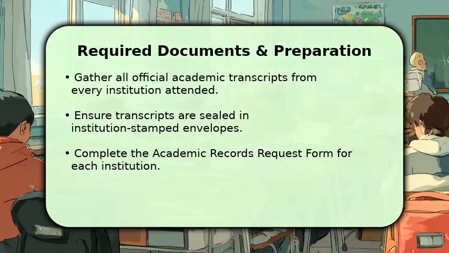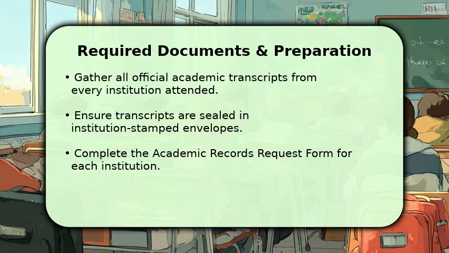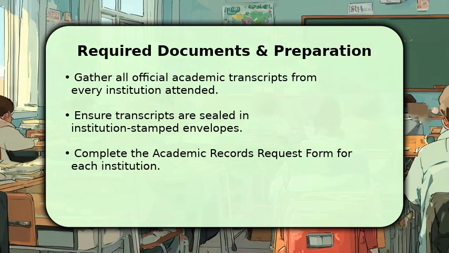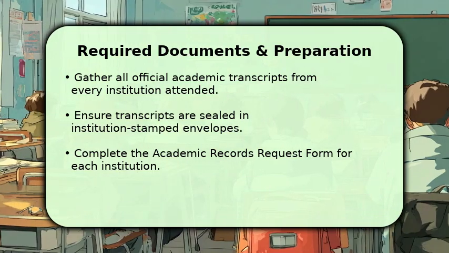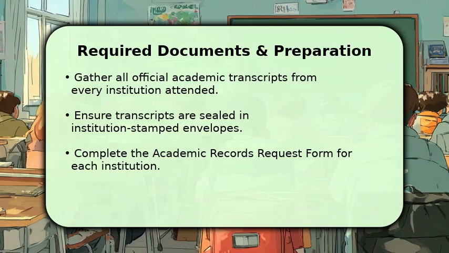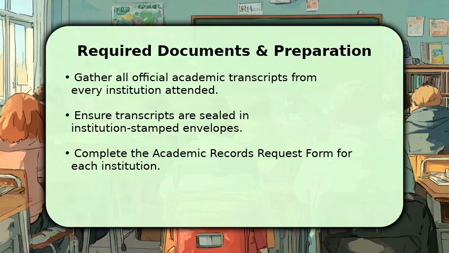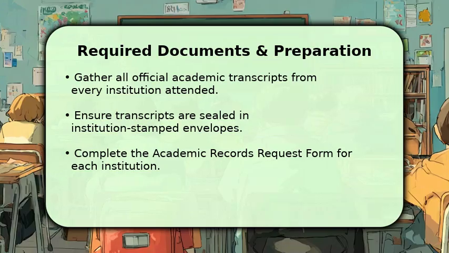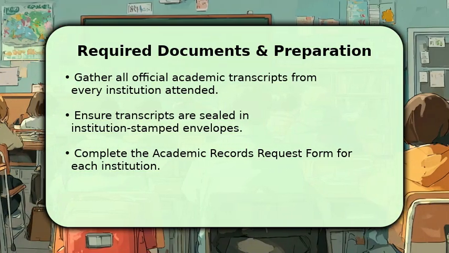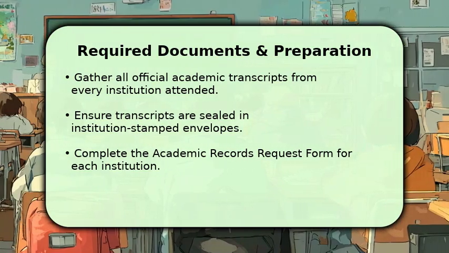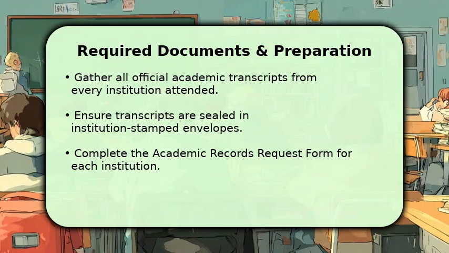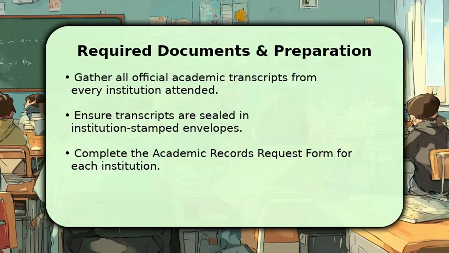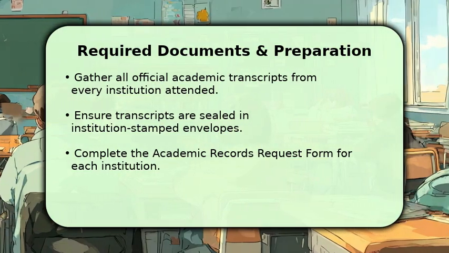Before proceeding, meticulously gather all necessary academic documents. This typically includes official transcripts from every post-secondary institution you have attended. Each transcript must be sealed in an envelope directly by the issuing institution, with their official stamp or signature across the seal. You will also need to complete the WES Academic Records request form for each institution, which must be included inside the sealed envelope. Finally, have your degree certificates or diplomas ready for submission.